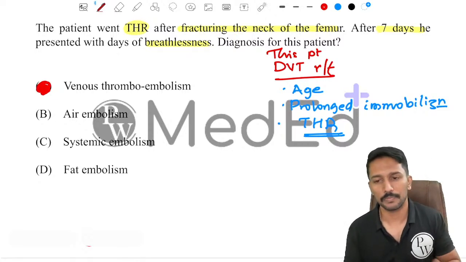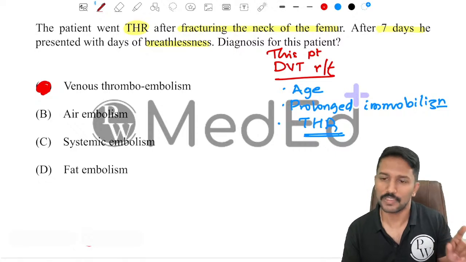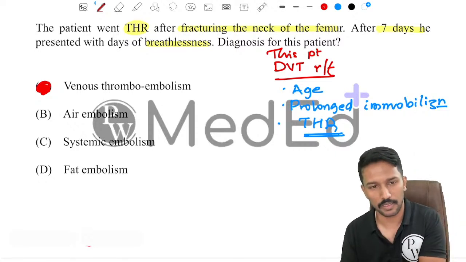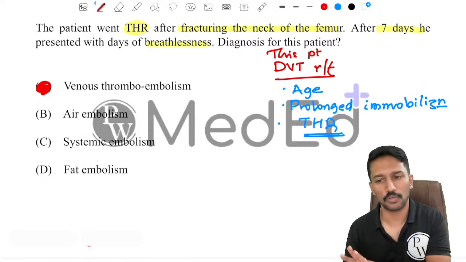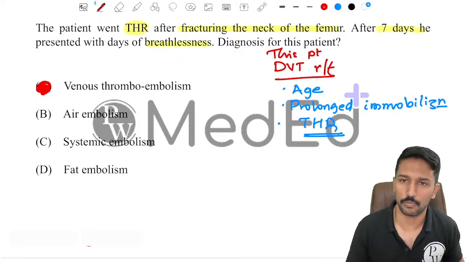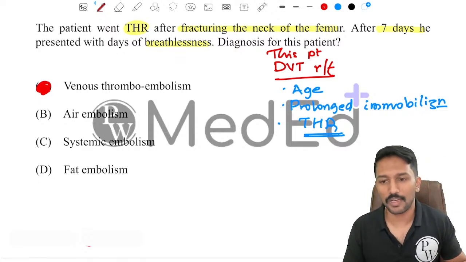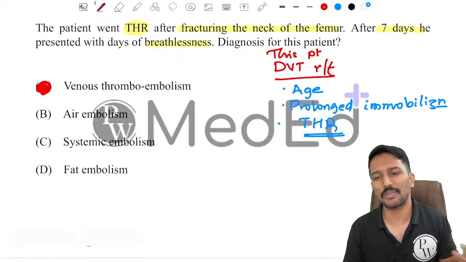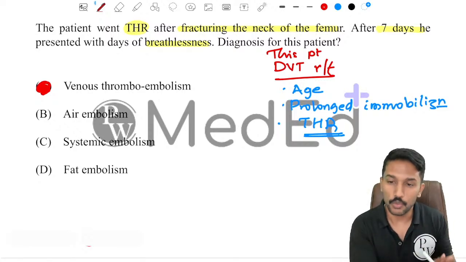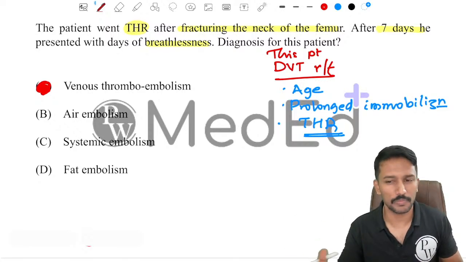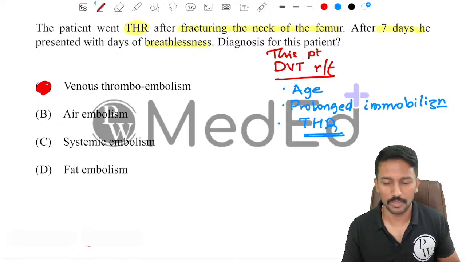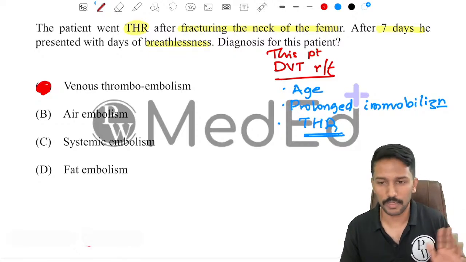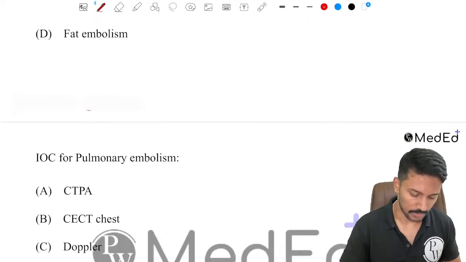And please remember here that when we make a diagnosis of a rare disease, we are rarely correct. So always stick to commonality first rather than rare. Fat embolism is a second possible differential diagnosis. First will be venous thromboembolism. And if I have to commit to the diagnosis of fat embolism, there should be some additional clues saying that urine fat globules are positive or something like that. That information is not there in the question. So keeping the commonality rule in mind, I will go with option A as the answer.